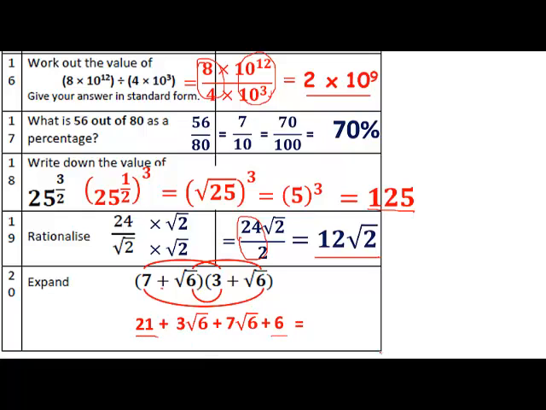21 add 6 is 27. 3 root 6 add 7 root 6 is 10 root 6. That should be a 6 over there. 10 root 6. Okay, that should be 10 root 6.